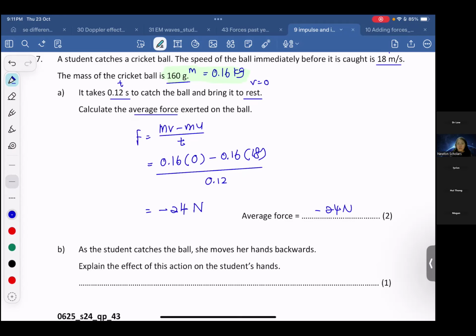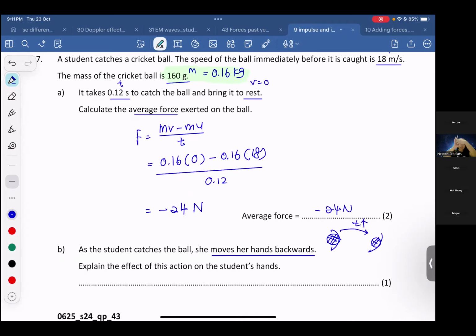Crystal said time. Yes. When you move your hand backward, do you make the time longer or shorter to stop the ball? Crystal, correct. So you see, moving the hand backward after catching the ball, you slightly move backward a bit. So basically, you make the time longer to stop it.